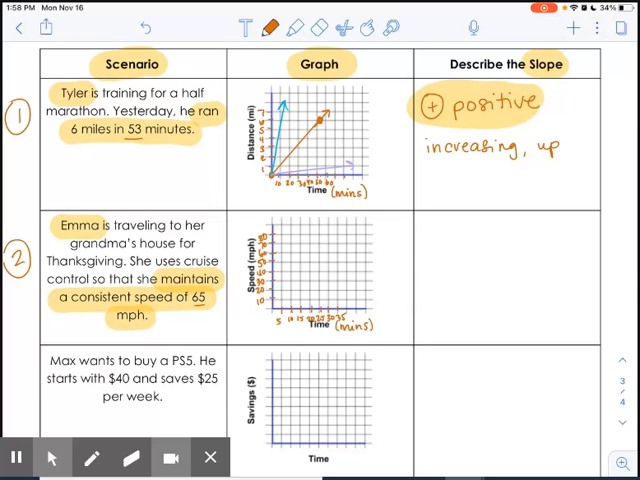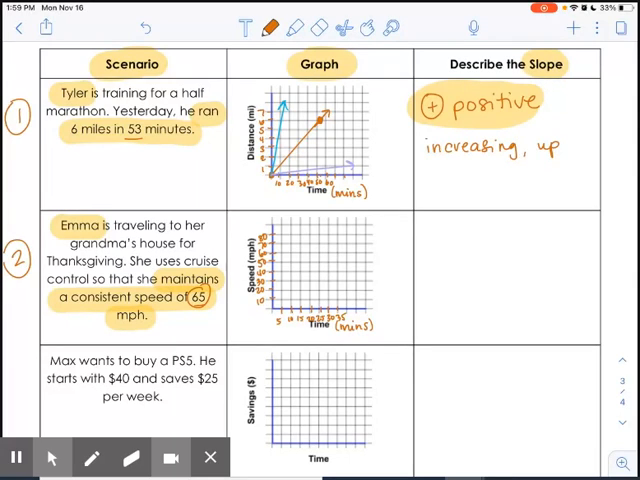All right. So what's happening in this situation? All I know is that she's driving on cruise control. This story is not telling me when Emma started driving, how she turned her car on, how she accelerated, how she got on the highway. Basically, time is starting when she presses the cruise control button. When Emma presses cruise control, how fast is she going? So at time 0, how fast is she going? Okay, 65.